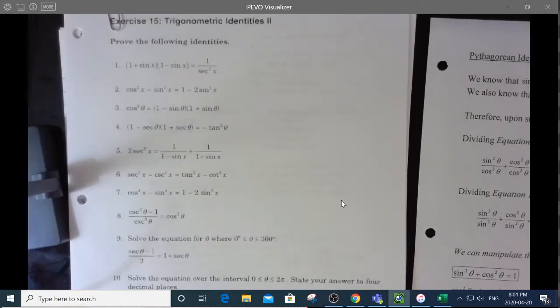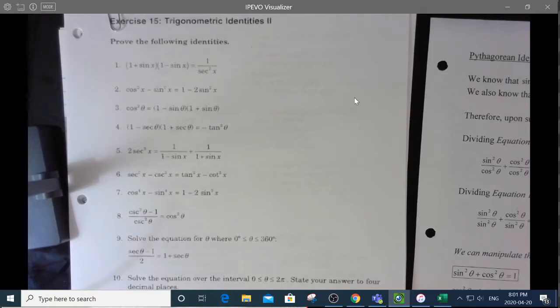Hey there, this is another video for my 40S Pre-Cal students where I'm going to go over a couple of the proofs here from page 10 of your booklet. It's called Exercise 15. This is from an old exercise book that they used to have us use back before there was a textbook for this course even.